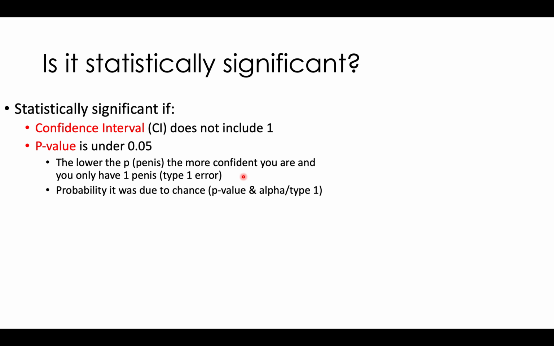Okay. So p-value is under 0.05, confidence interval does not include 1. And knowing that your p-value also correlates with your type 1 error.